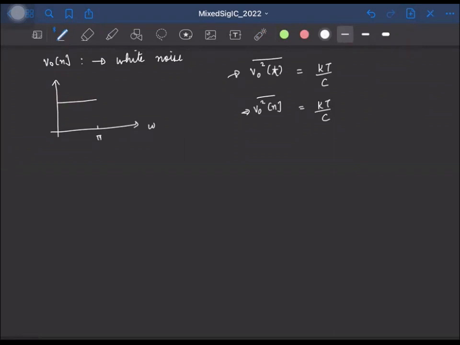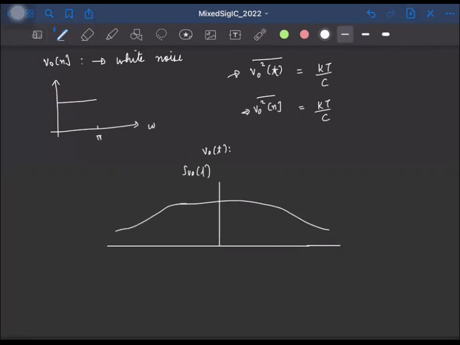Well, we know that the power spectral density of V naught of t is going to look like this. Yes, V naught of f. So how is it going to look? I'll show the two-sided spectral density. So it will look something like this. Again, this should be an even spectrum like this.